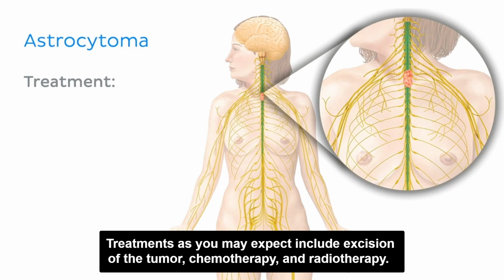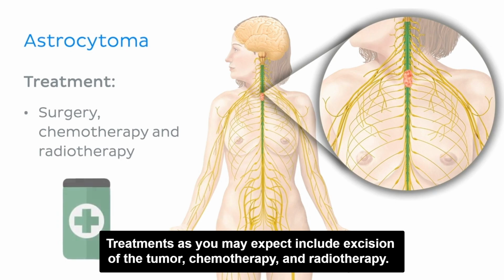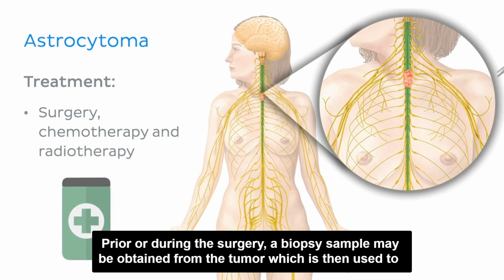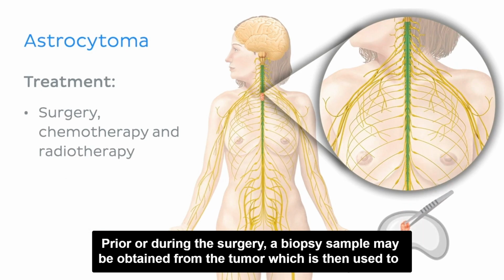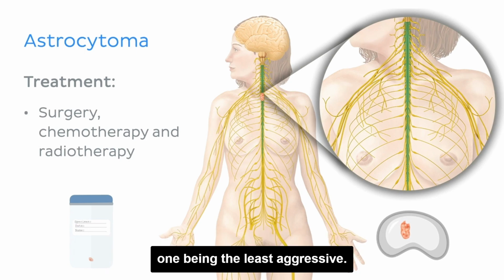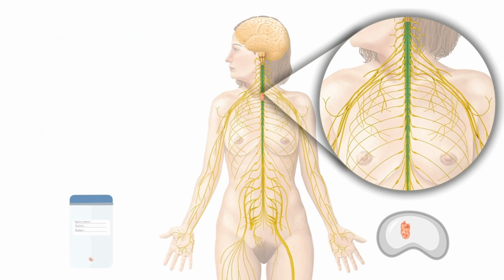Treatments, as you may expect, include excision of the tumor, chemotherapy, and radiotherapy. Prior to or during the surgery, a biopsy sample may be obtained from the tumor, which is then used to determine its aggressiveness. Astrocytomas are assigned a grade from 1 to 4, 1 being the least aggressive.